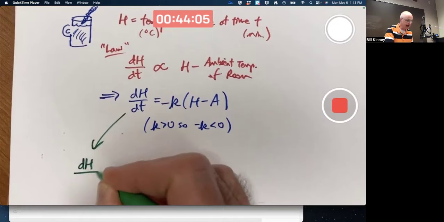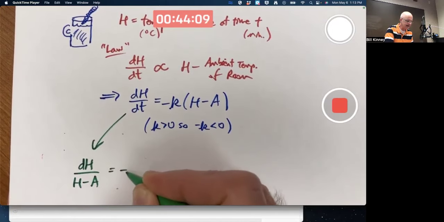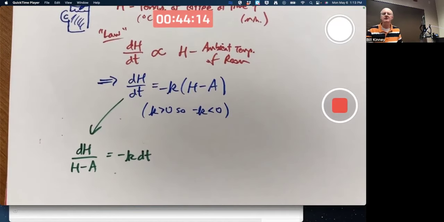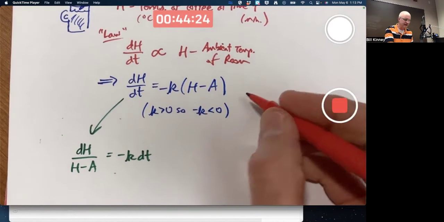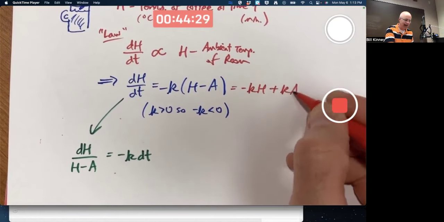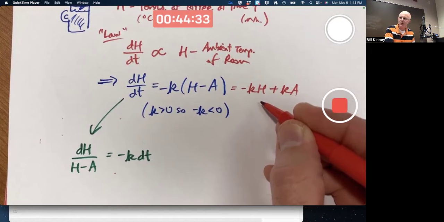Separate variables. H and T are the variables. Get the H's on one side and the T's on the other. The only place T shows up is in the dt. Notice I divided both sides by H minus A. I did not subtract H from both sides. In fact, I also did not add KH to both sides, because doing so would lead to a problem.